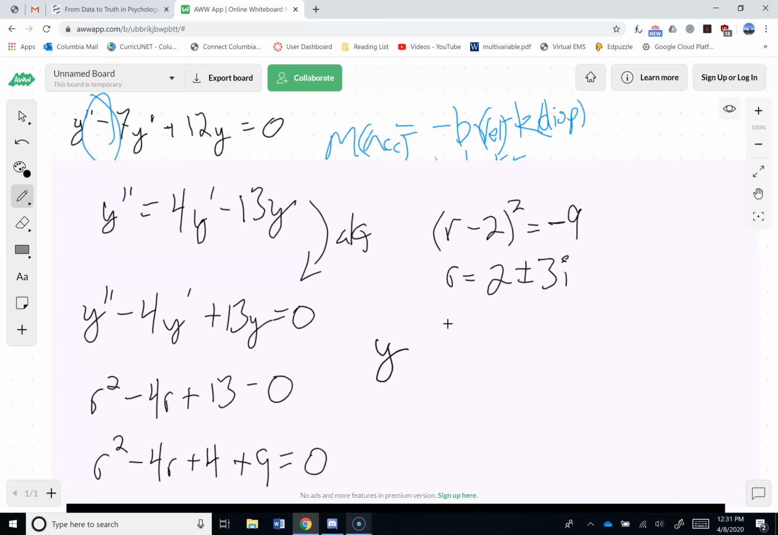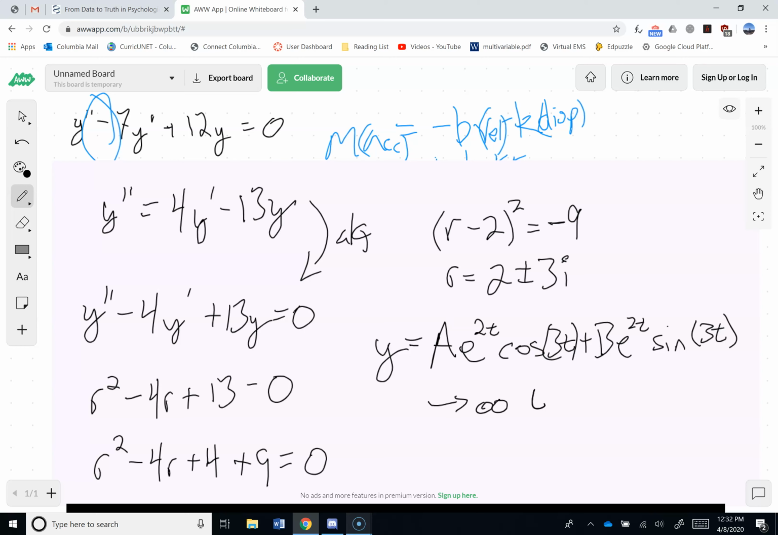And so that tells me my y's look like a e to the 2t cosine 3t plus b e to the 2t sine of 3t. And then the thing about this is that this tends to infinity as t tends to infinity, right? Okay, so this is anti- because of this last part.